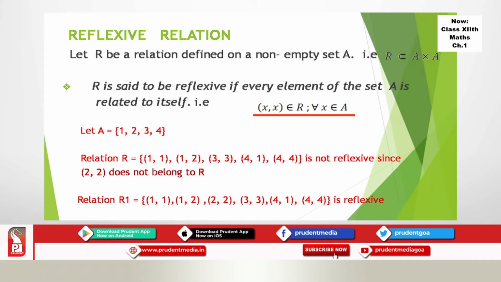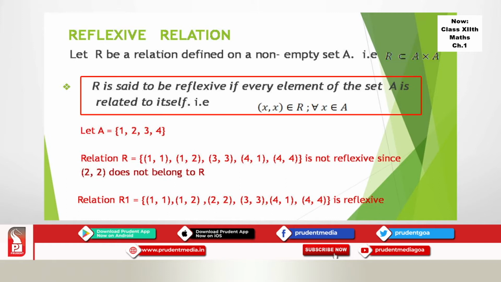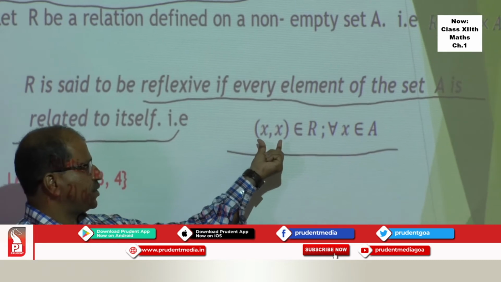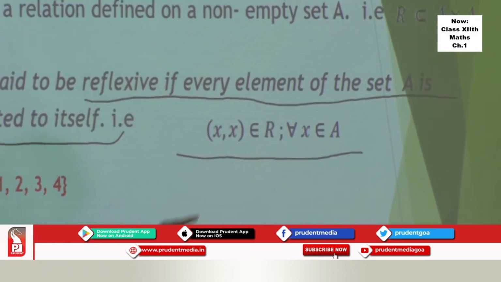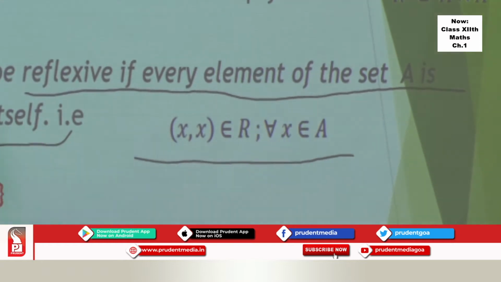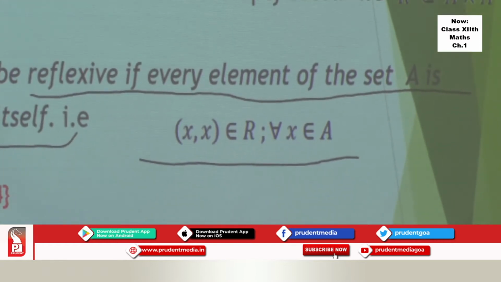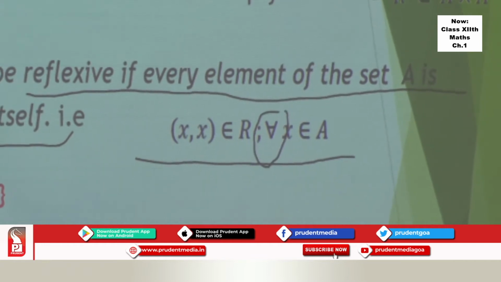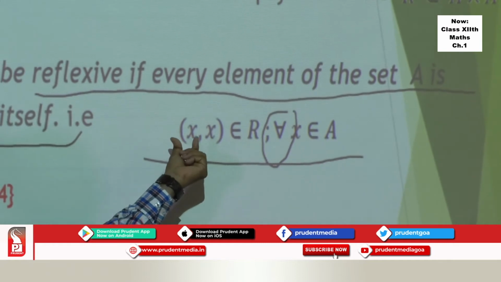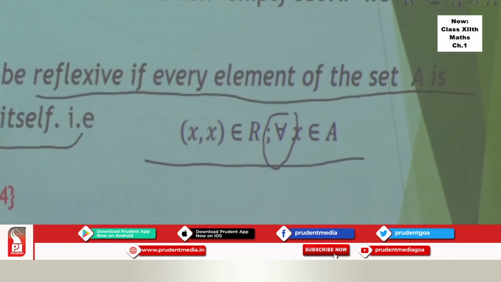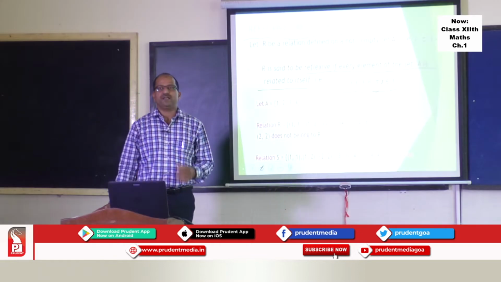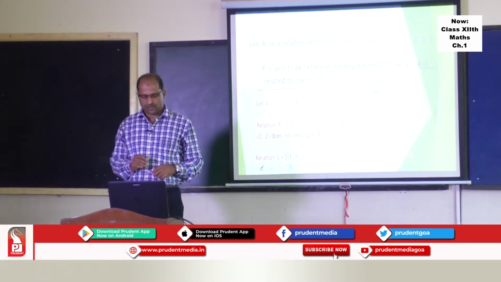Now, what is the meaning of this? That is, if every element of set A is related to itself. It is clearly mentioned here, R is said to be reflexive if every element of set A is related to itself. That is, x comma x belongs to the relation, and very important, it shall be for all x belonging to A. Not even a single x shall be left out from the parent set which we are taking.